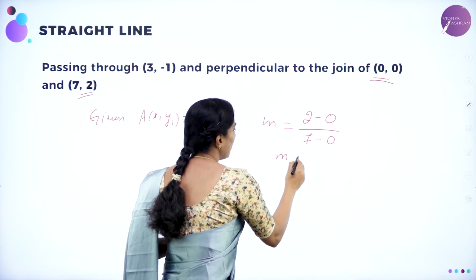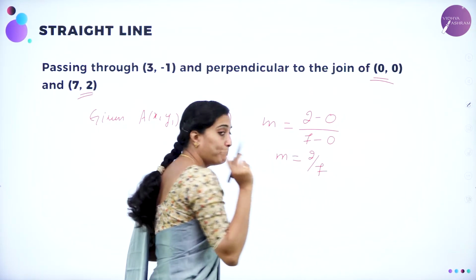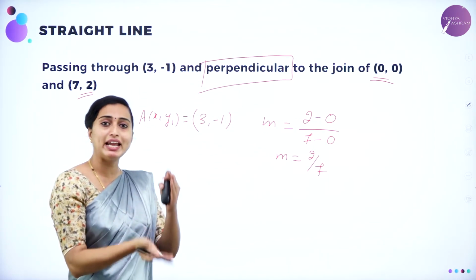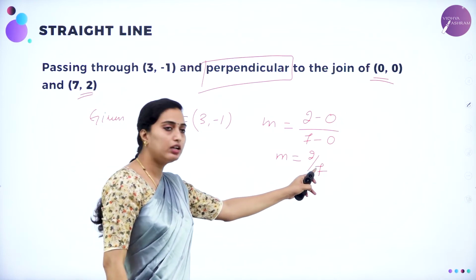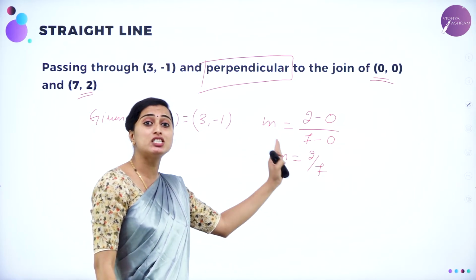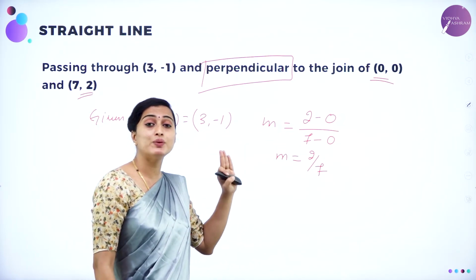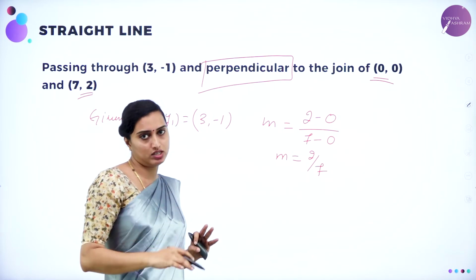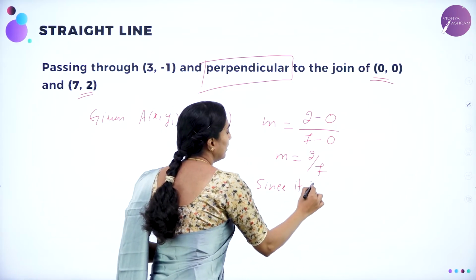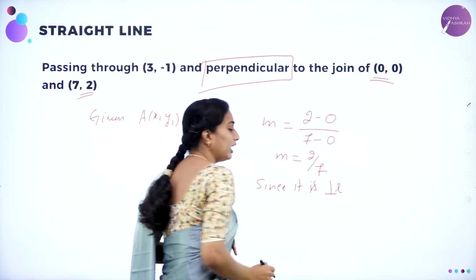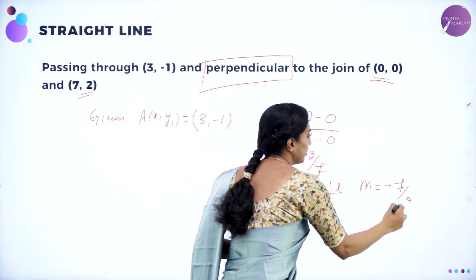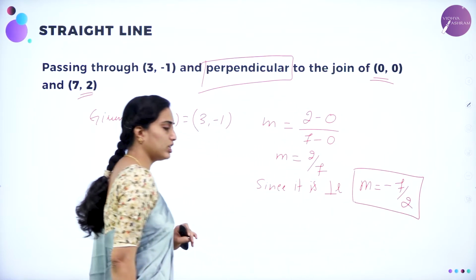So which will be giving you m is equal to 2 by 7. But they have given the condition perpendicular. Perpendicular means this will become negative reciprocal. What is the reciprocal? 2 by 7 will become 7 by 2. Negative into negative is positive. So therefore, since the line is perpendicular, m will be equal to minus 7 by 2. Negative reciprocal. This you have to take as m.